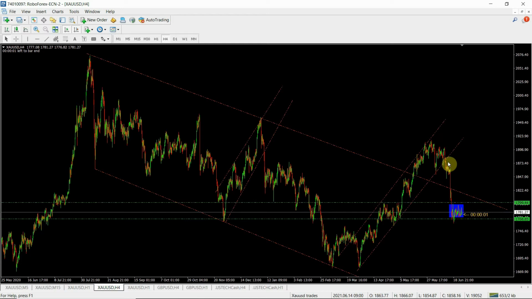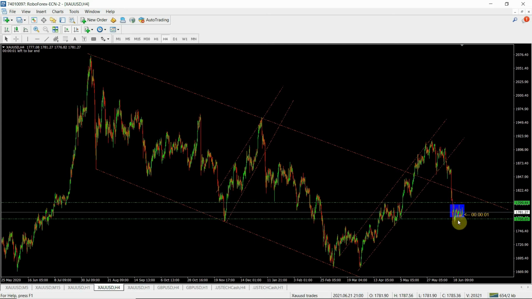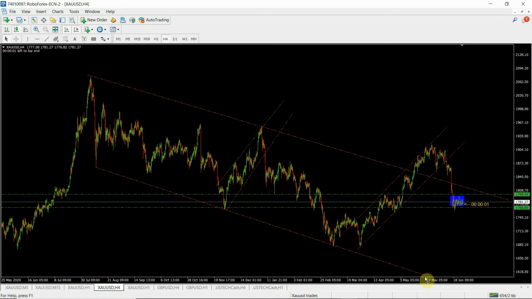All right, but it got back into it, retested the resistance, and had a pretty nice, strong bearish momentum there, which we are hoping continues down to this support region down here. So that's basically what we're expecting in the XAUUSD.